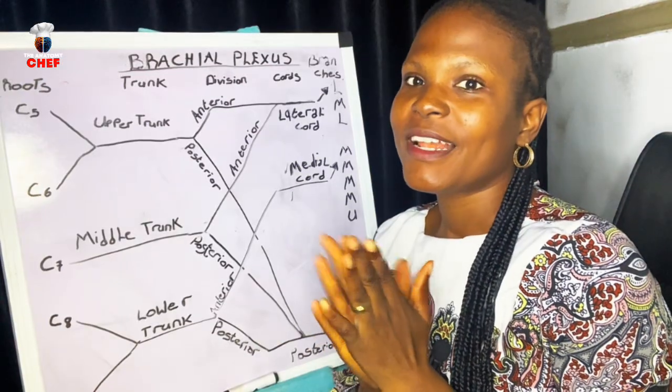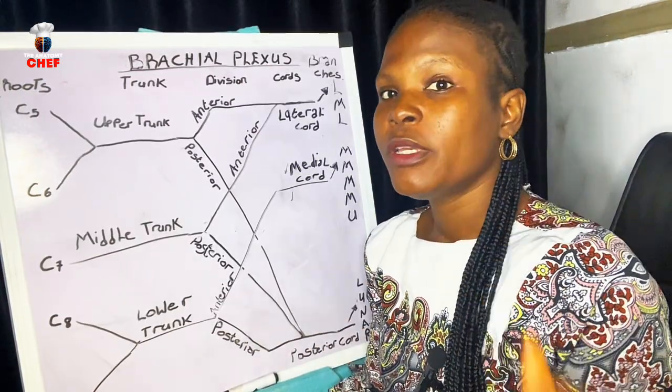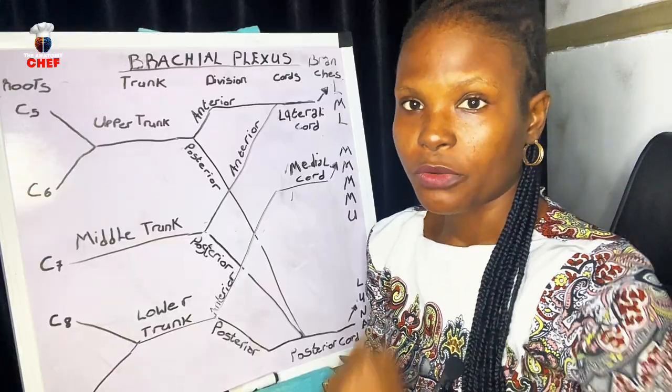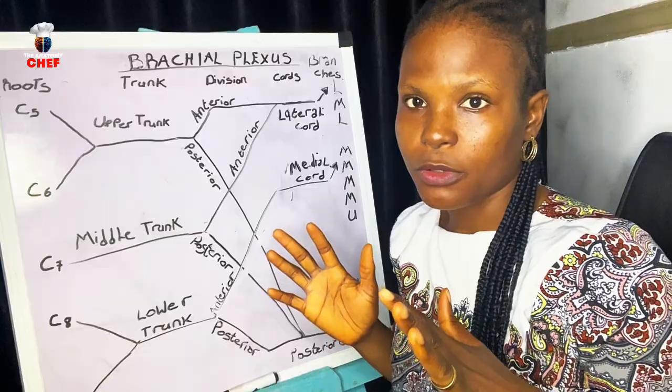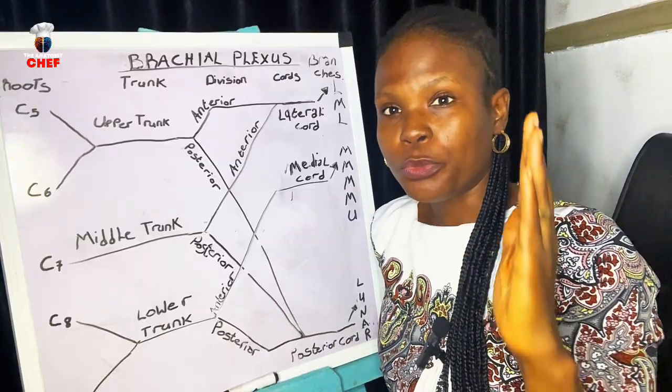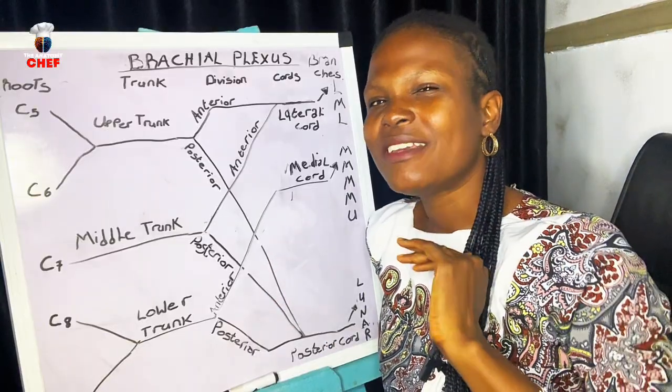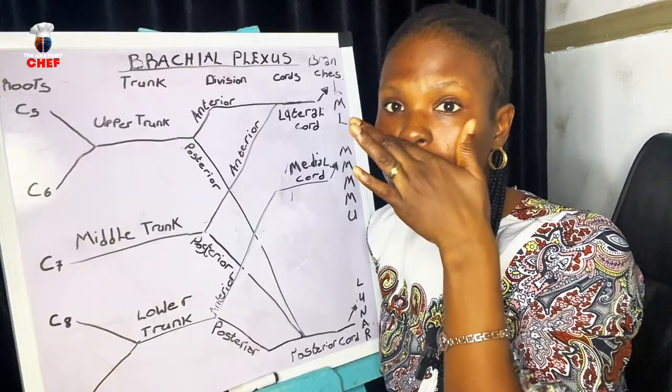Okay, welcome to class today. And today we'll be looking at a very important topic. All right. Pay attention. You can see the board. We have something very important to talk about today. All right. And we'll be looking at what we call the brachial plexus. A very important topic in anatomy.